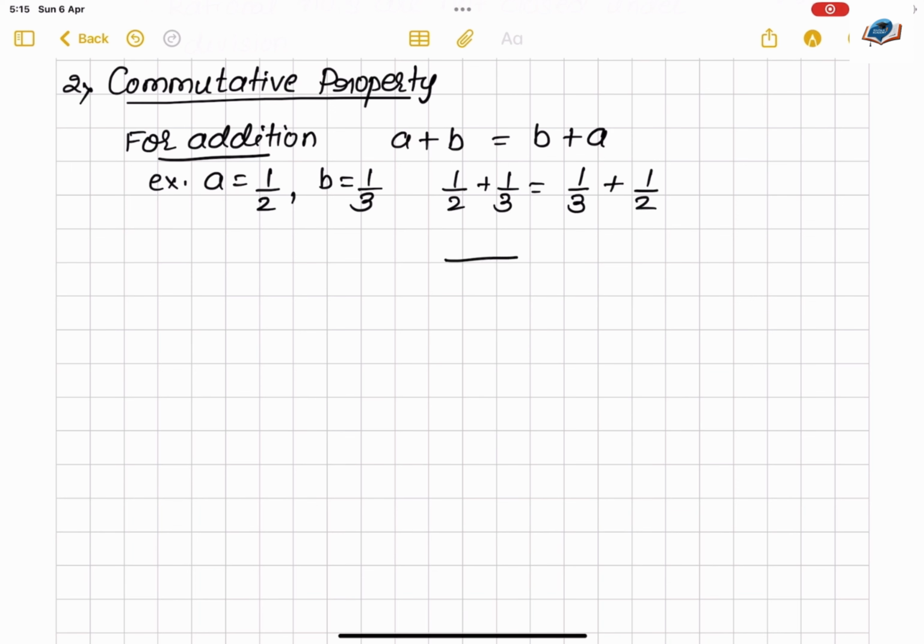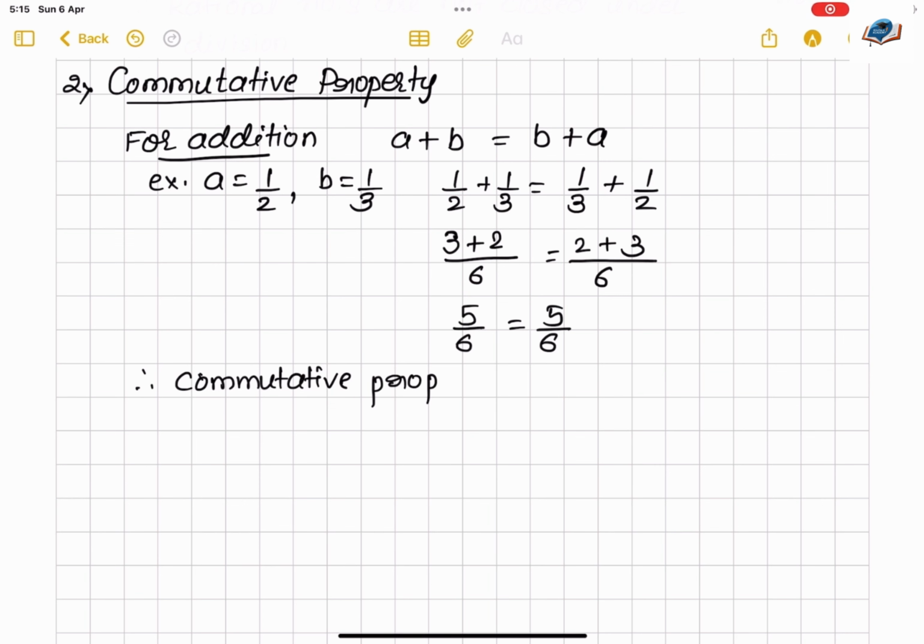So LCM in both the places will be 6. Now here two threes are 6, so 1 threes are 3, plus 3 twos are 6, so 2 ones are 2. Here the same way 2 plus 3. So I am getting 5 upon 6 equal to 5 upon 6. So therefore commutative property is satisfied for addition.